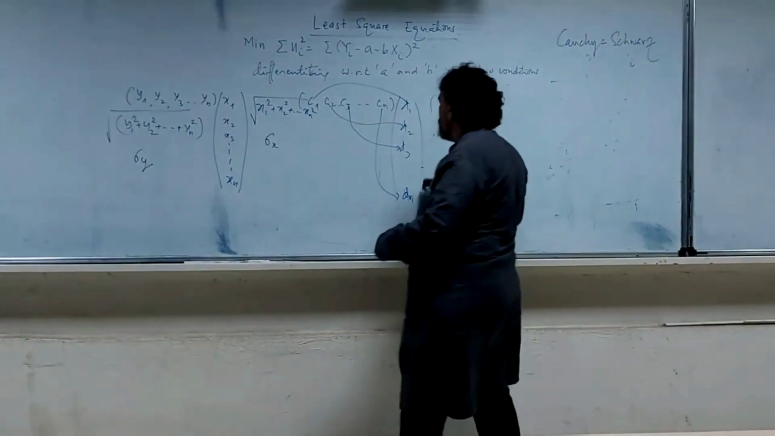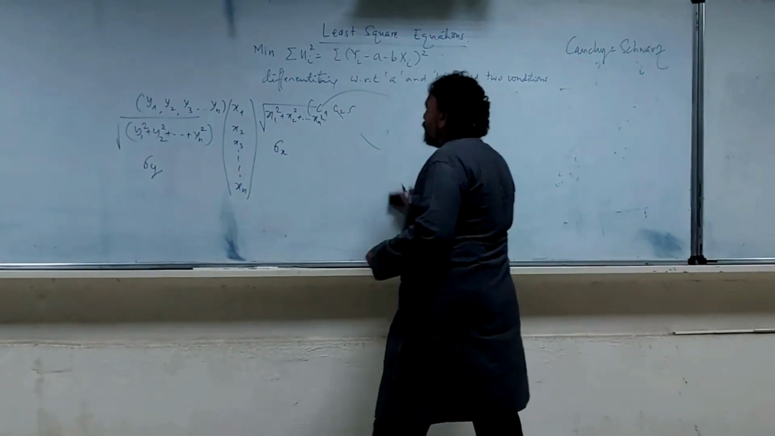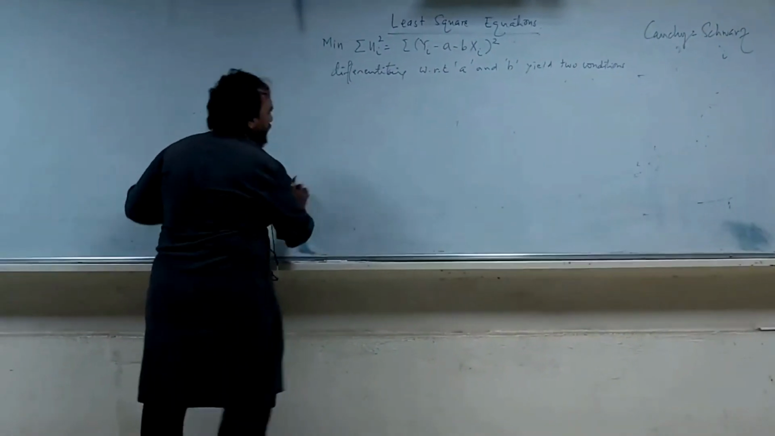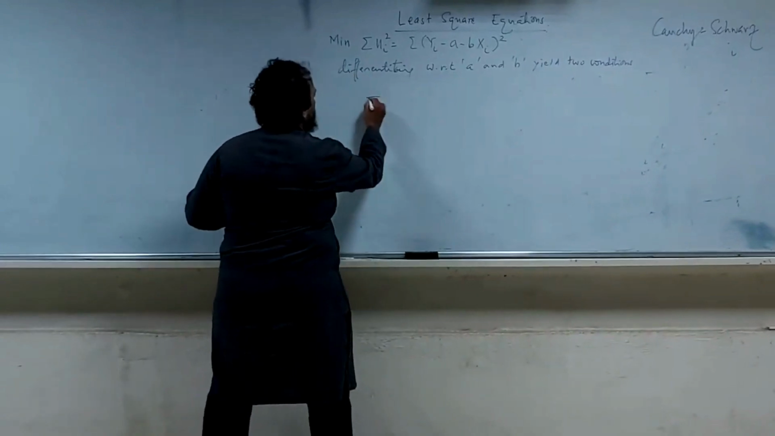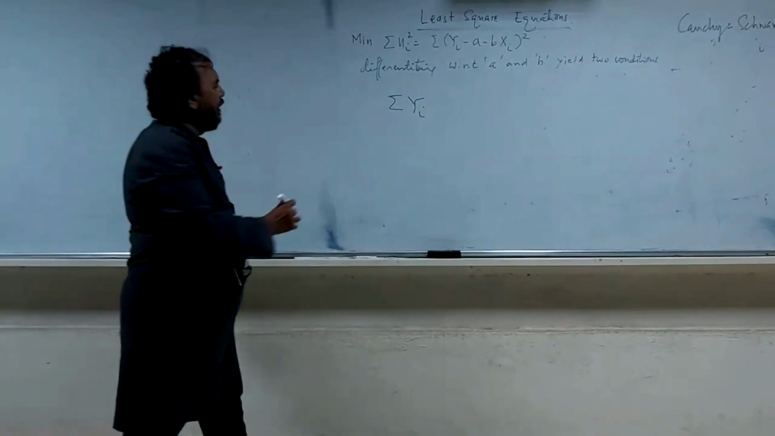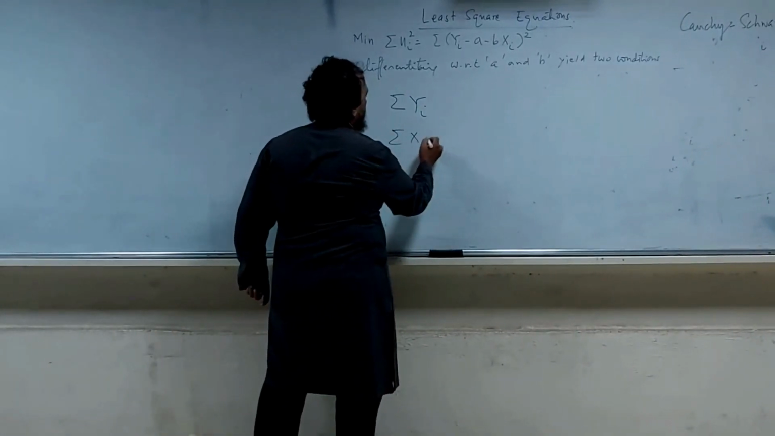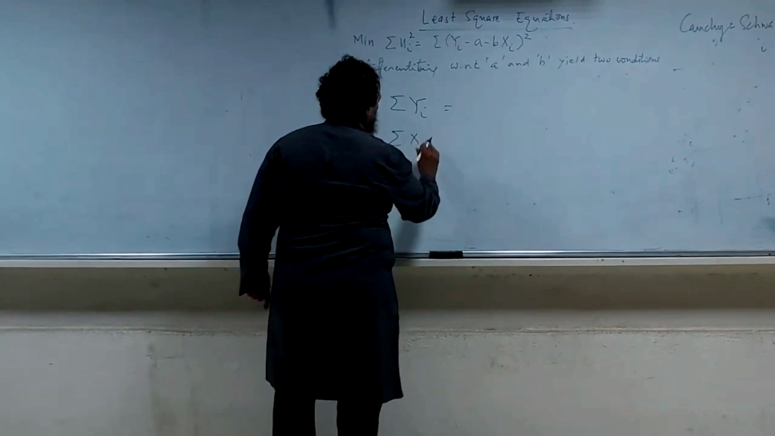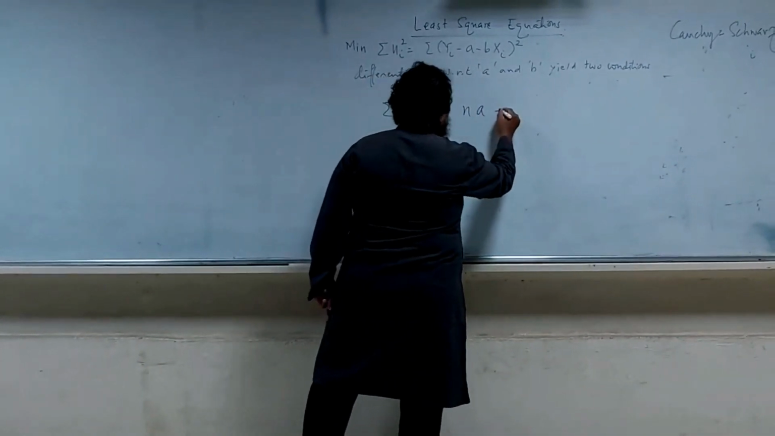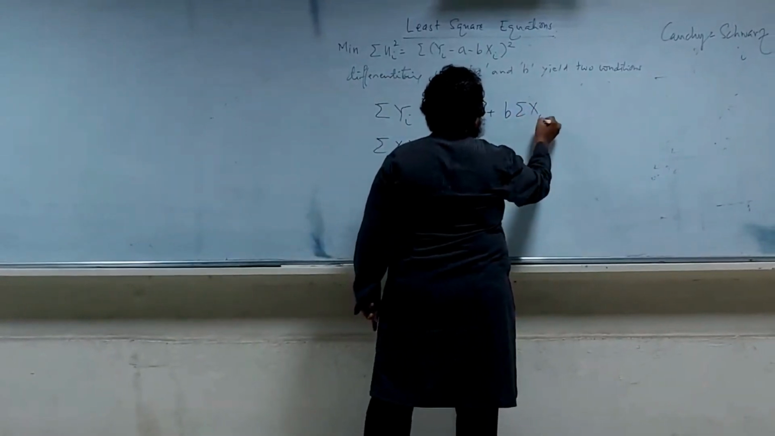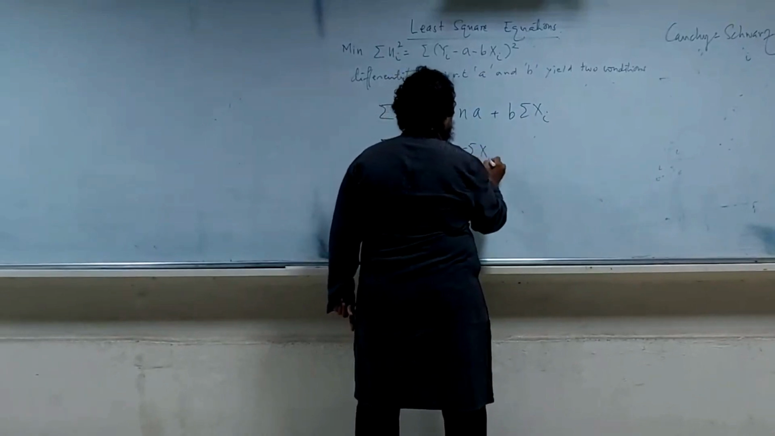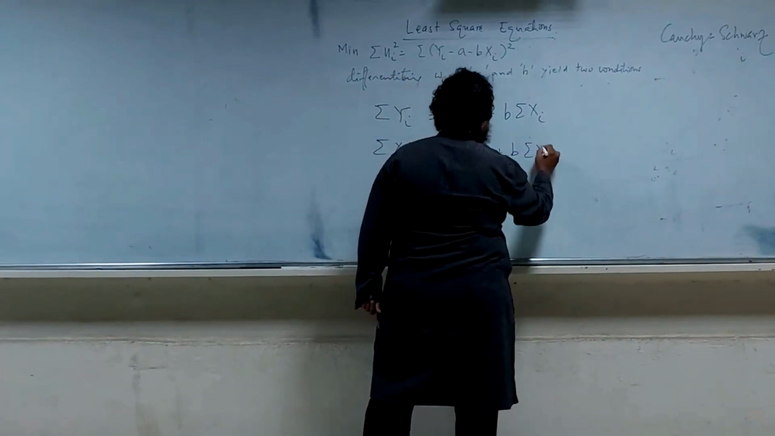So let us switch to matrix notation. So this is the first connectivity of the usual elementary results from linear algebra with its uses in statistics. Now let us look at the equations that we have got. The equations that we have got are: summation yi equals n times a plus b times summation xi, and summation xi yi will be equal to a times summation xi plus b times summation xi squared.